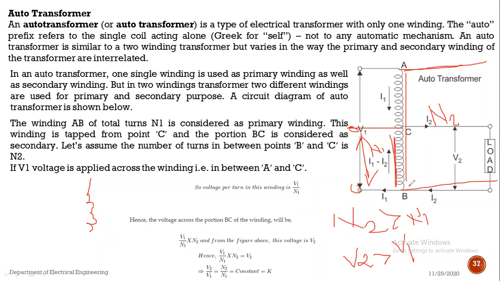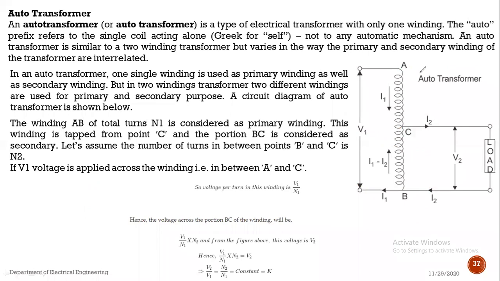Okay, according to that, there are two types of transformer, that is step up transformer and step down transformer, and it depends upon the number of turns. See, the winding, that is the transformer winding, only one winding of the transformer will act as a primary winding, and also it will act as a secondary winding.